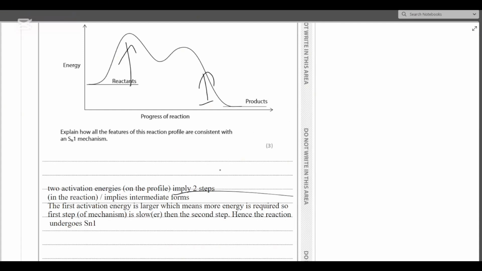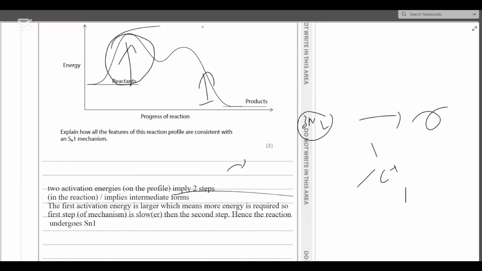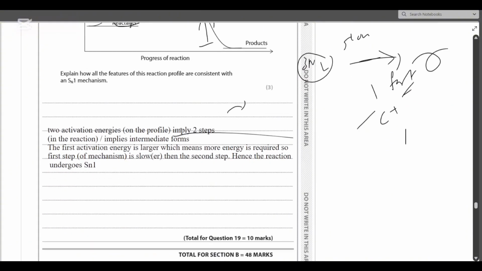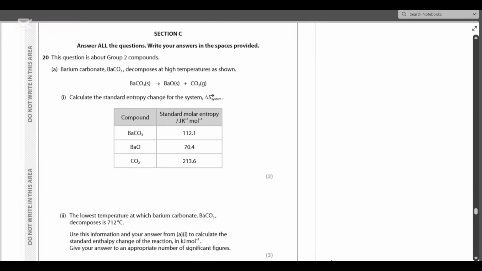Two steps, which basically means that SN1 has two steps, right? And in one of the steps, an intermediate is produced where a carbocation is formed. Now we can clearly see that the activation energy of the second step is higher than the previous one, which means more energy is required. Why is more energy required? Because the first step is a slow reaction while the second step is a fast one. So we can easily say the reaction undergoes SN1, by using all the clues provided in the reaction profile. Okay, with this our section B is completed.